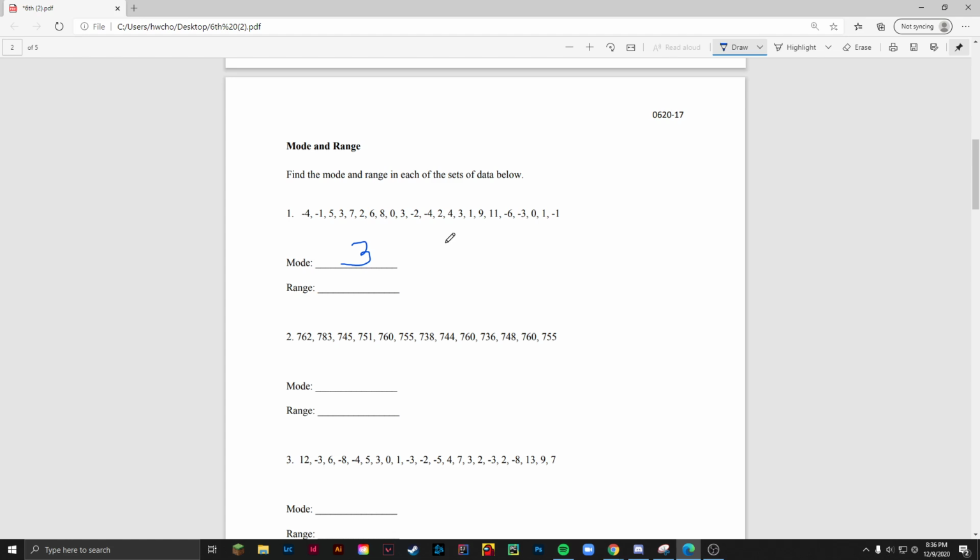For the range, we're going to take the smallest number. The smallest number right here is -6. And the largest number, actually, it's right next to each other, 11. 11 is the largest number, -6 is the smallest number. And you set it up, 11 minus -6. The two negatives cancel out and make a positive, and then you get 17 as your range.